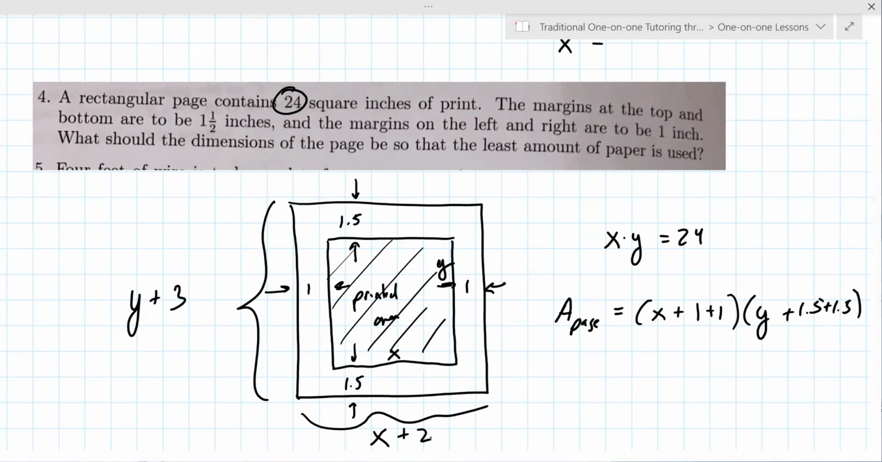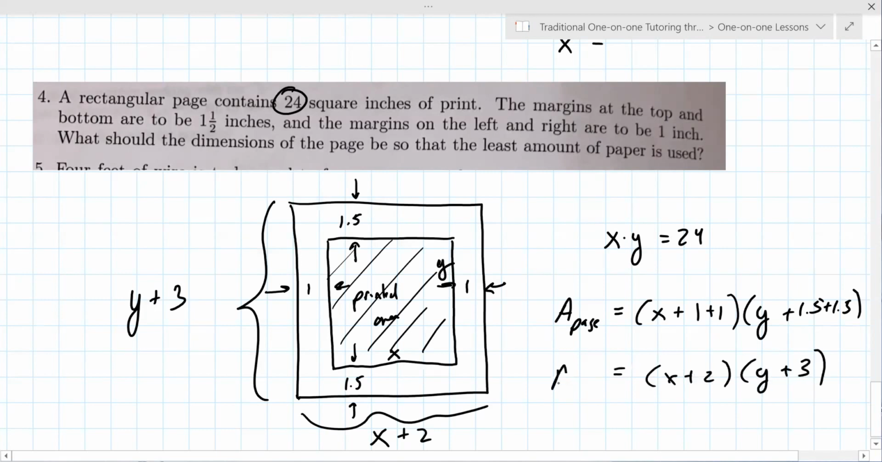Why is it Y plus 3 and X plus 2? Oh, never mind, I got it. So the area of the page is X plus 2 times Y plus 3. This is the thing you're optimizing. This is the thing you're going to take the derivative of, but it's got both X and Y in it.